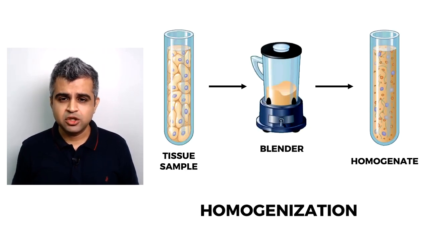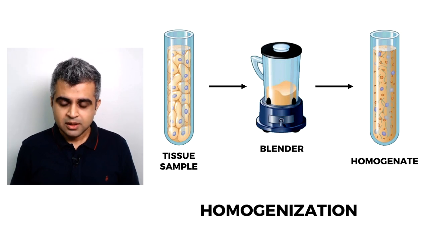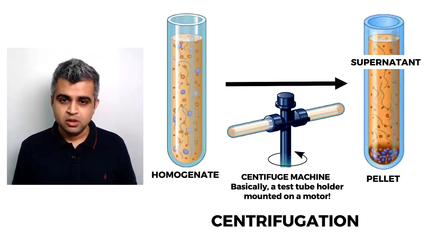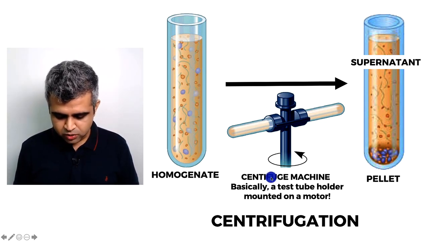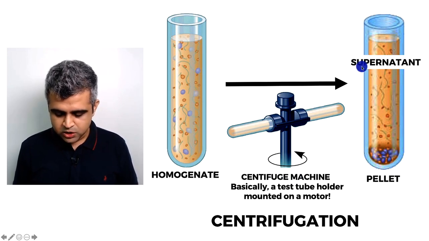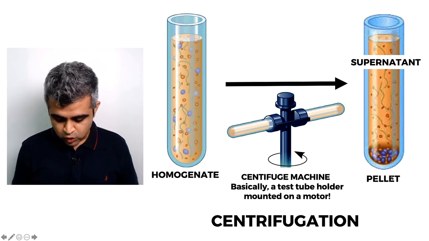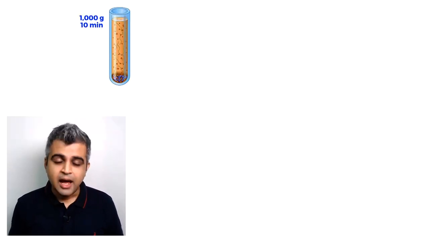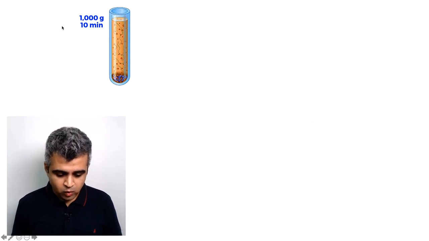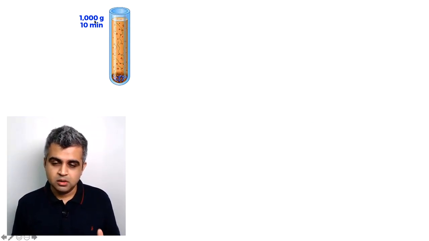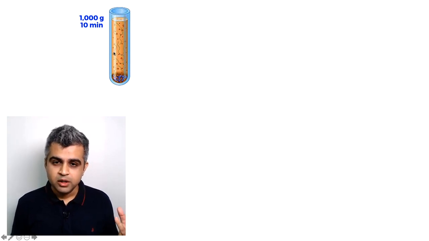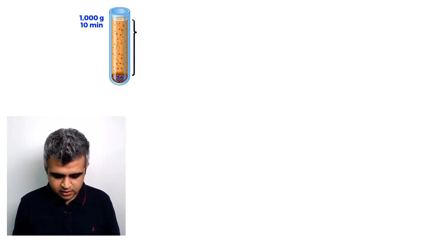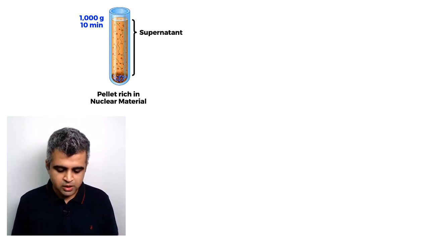The first thing in cell fractionation is going to be homogenization. That is followed by centrifugation. Once you take the homogenate and use the process of centrifugation with a centrifuge machine, we get this solution which has a supernatant and a pellet. We got this solution after using a centrifuge at about 1000 times the acceleration due to gravity, or the gravitational force. So we used the machine for 10 minutes at 1000 g, and this is what we got from our tissue homogenate. As you can see, there is going to be a supernatant and also a pellet.